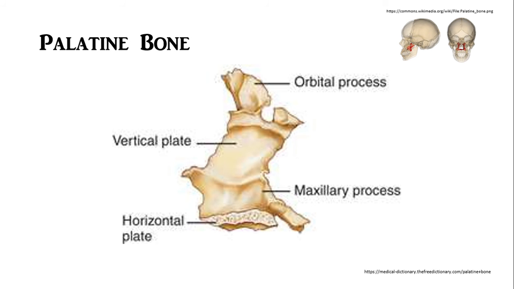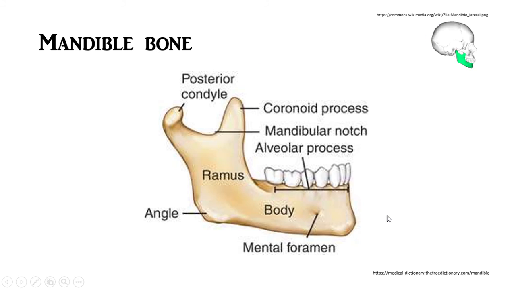Next we have the palatine bone, which you'll see for the most part where it's attached to the maxilla, and where it forms with the maxilla the upper roof of the mouth. So here we see the vertical plate, the orbital process, the maxillary process, and then the horizontal plate.